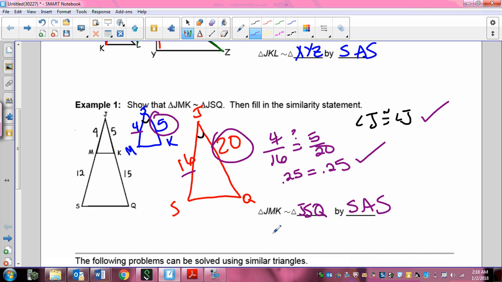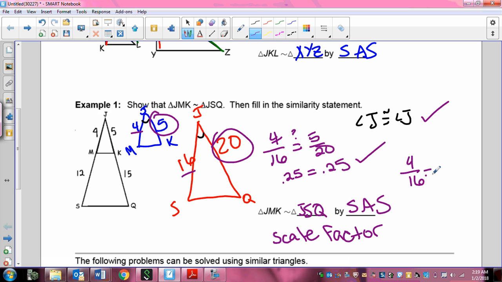And my scale factor, they almost always will ask you on the test, what is the scale factor? The scale factor will be the same. It doesn't matter which side you choose. So you can choose 4 to 16 or 5 to 20, or if we had the other side, we could say bottom to bottom.